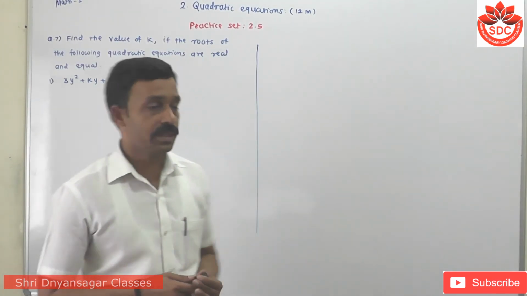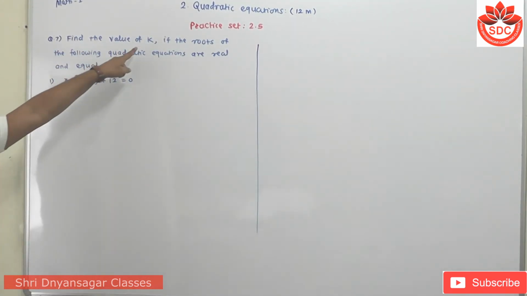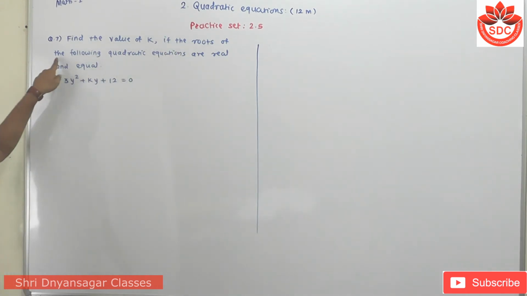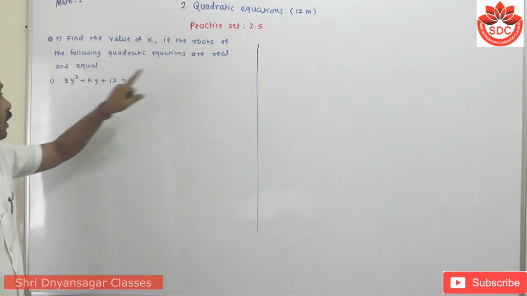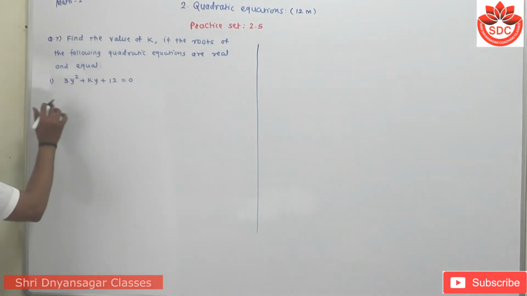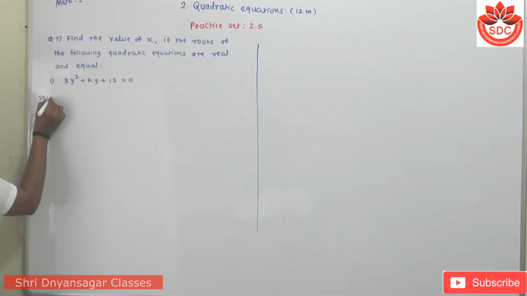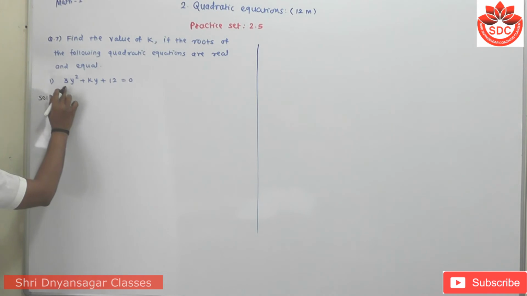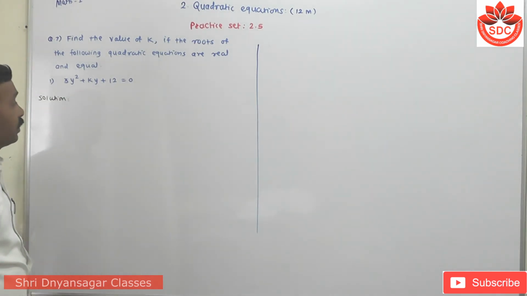Question number 7 is, find the value of k if the roots of the following quadratic equations are real and equal. The roots are real and equal means that the value of the discriminant is 0, that is, delta is 0. So we take the first question: 3y square plus ky plus 12 is equal to 0.